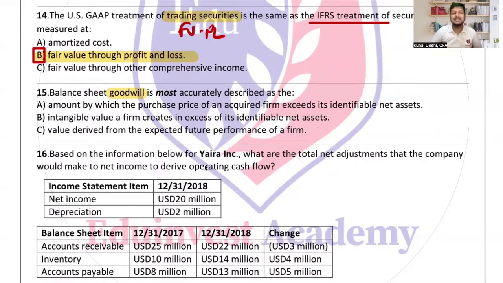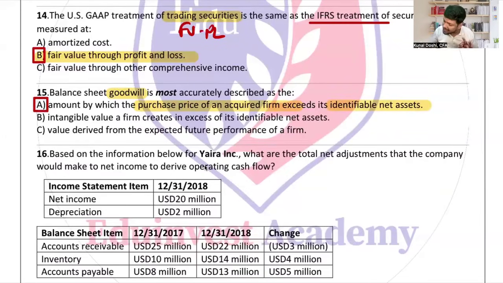For example, let's say a company's net asset value based on fair value is $100 million and you take over the company at $125 million. Then the extra 25 million is called goodwill. So balance sheet goodwill is described as the amount by which the purchase price of an acquired firm exceeds its identifiable net assets. Yes, the extra amount. A is the correct answer.